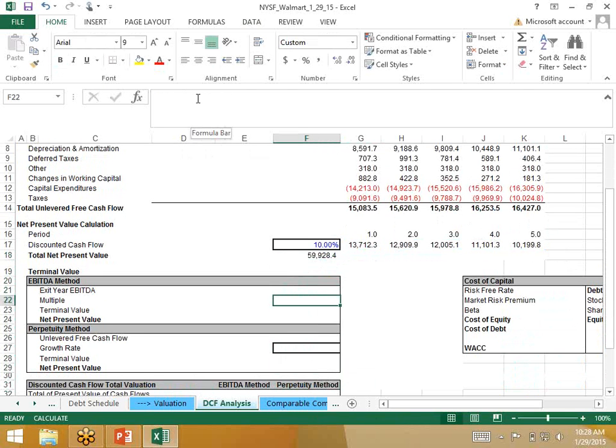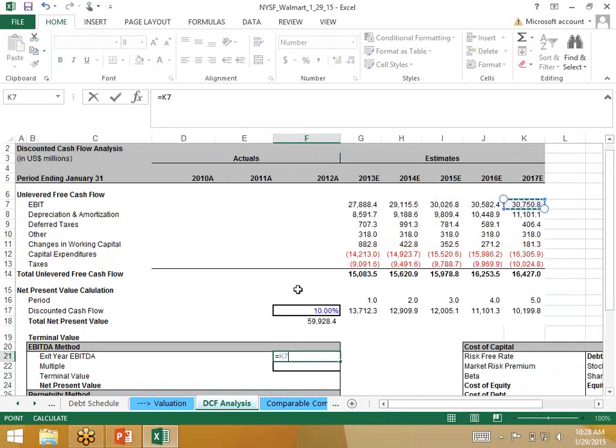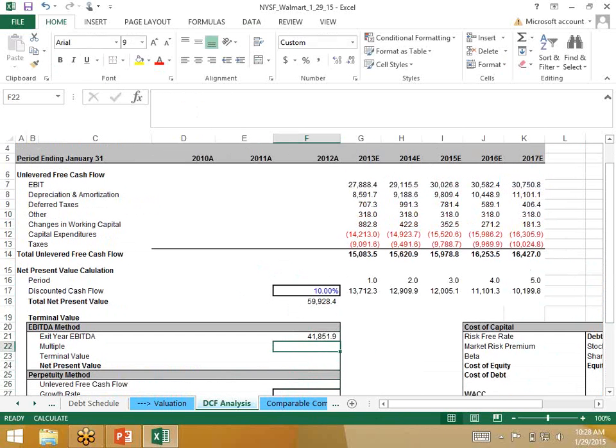And so we're going to add this to the terminal value. And we're going to calculate the terminal value 2 ways. One using the EBITDA method, one using the perpetuity method. So for the EBITDA method, we take the final year EBITDA. We calculate EBITDA, so that's going to be equal to EBIT plus D&A. We're going to apply a multiple to this. That'll give us a terminal value and expected value of the business after 2017 into infinity. We're going to discount that to present value.